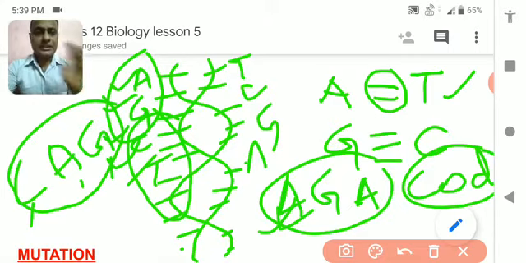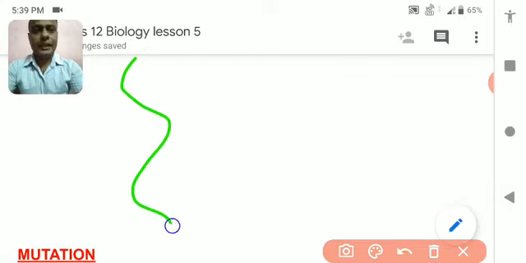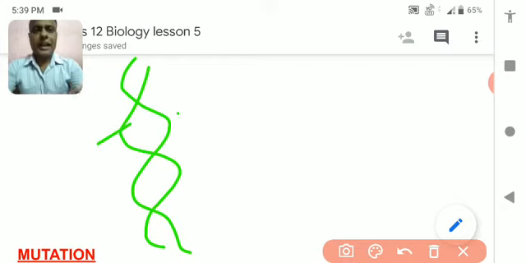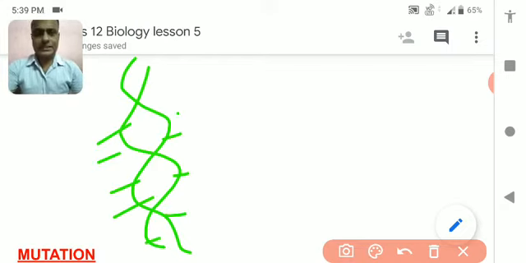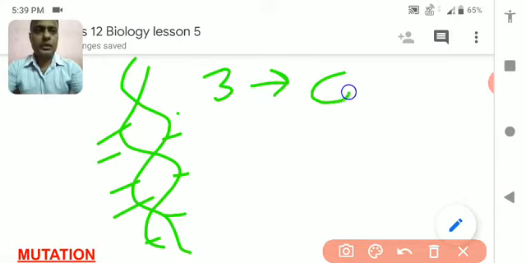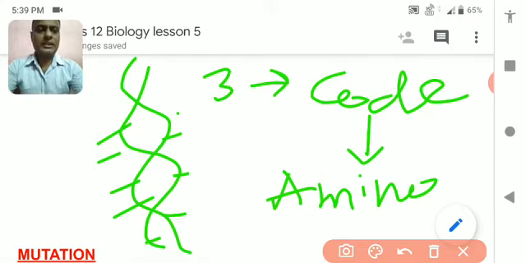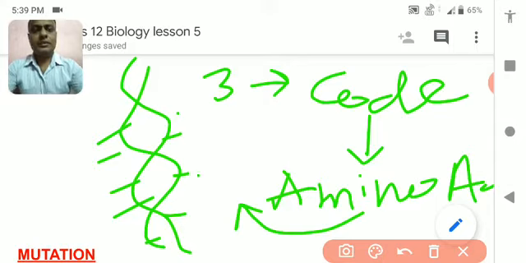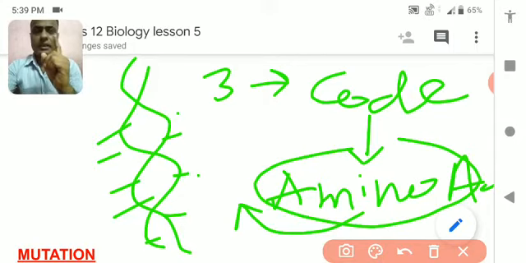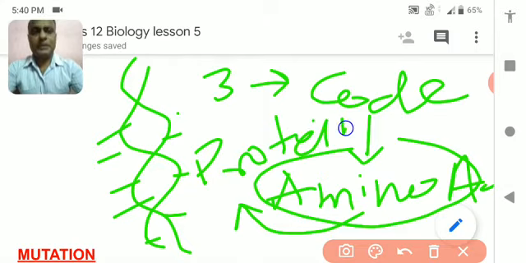First of all, you should understand that DNA has several nucleotides. Three nucleotides together make a code, and each code makes an amino acid. Amino acid is nothing but the protein, and a single amino acid or a group of amino acids together makes a particular protein, and this particular protein represents a character.